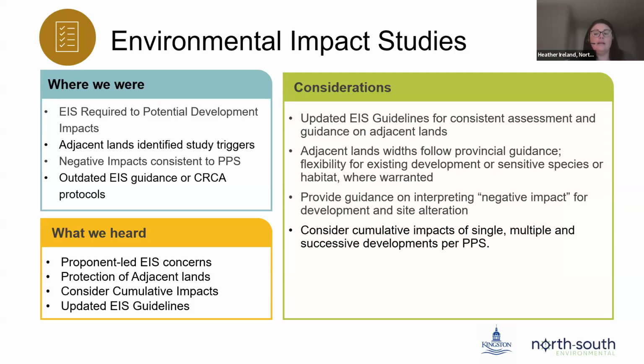The study also identified adjacent lands lists that trigger studies to be completed consistent with provincial guidance, while recognizing the need for flexibility for existing development or looking at sensitive species and habitats where warranted. The study also highlights that the guidelines would need to allow for a scoped approach so that not all development requires a full EIS, depending on the site and project context.